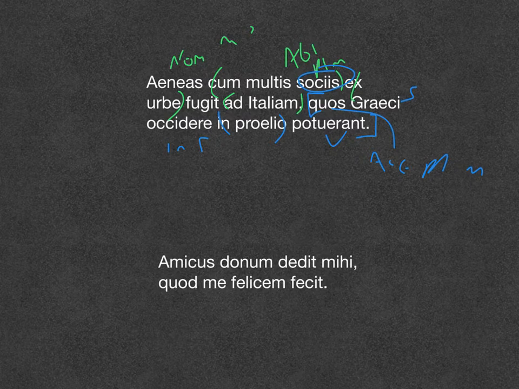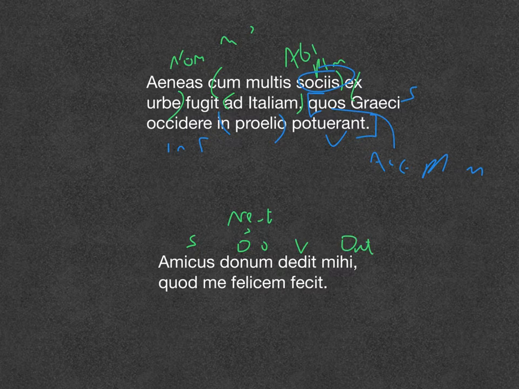Okay. Down below you have amicus donum dedit mihi, quod me felicem fecit. And so I left this one shorter because there's a different point I want to make with it. The amicus is the subject, the donum is the direct object, being accusative. But note it is neuter. That's going to be important in a second. It is neuter singular and it is accusative. It could also be nominative, but amicus is already nominative. Dedit is the verb, and then mihi is a dative. Okay, so keep those things in mind.